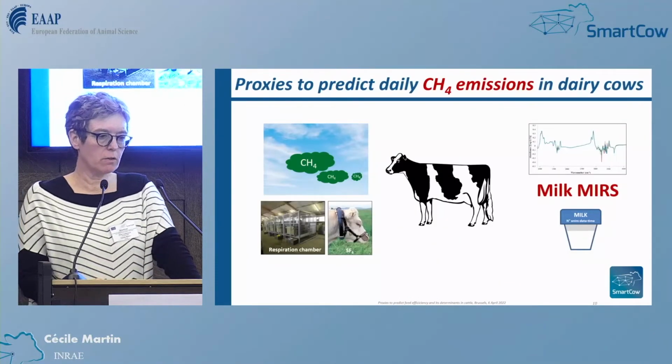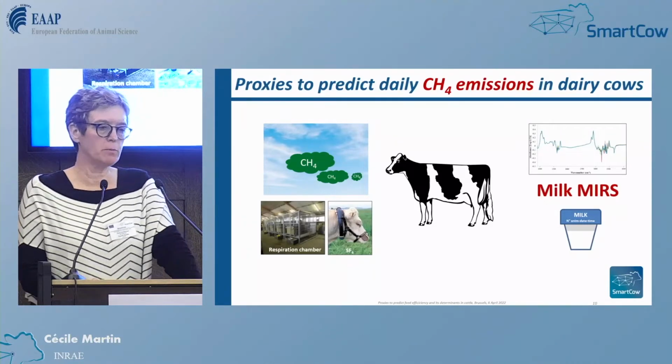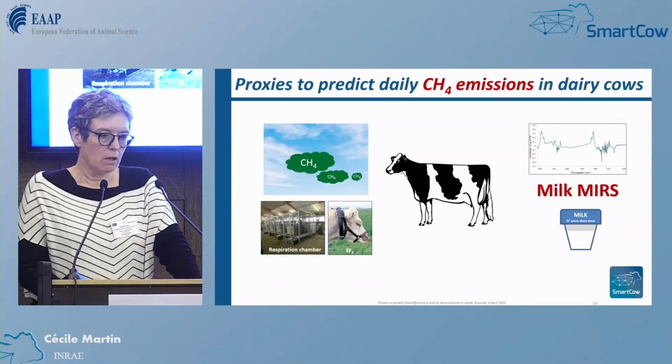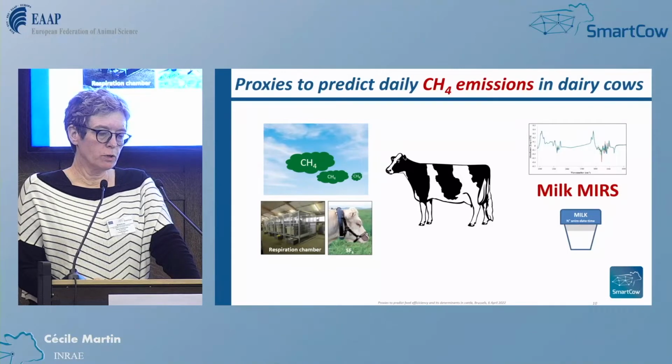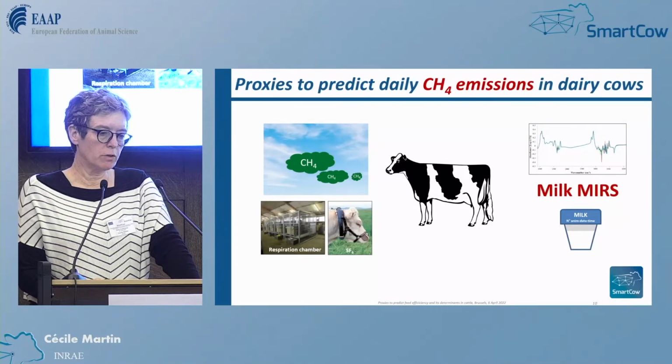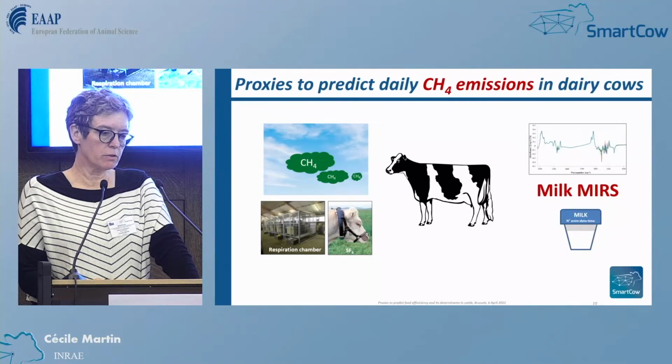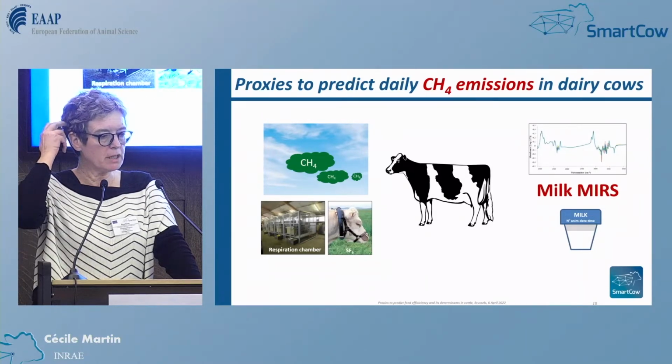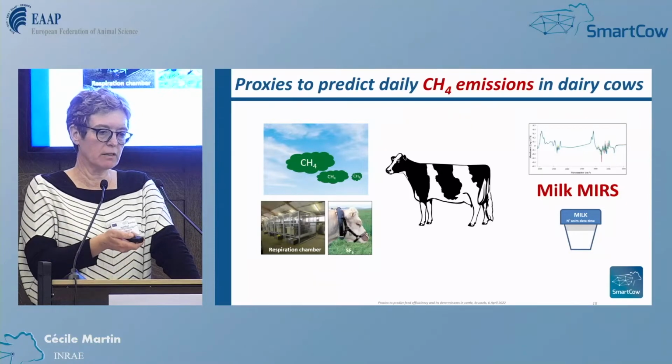So now, prediction of methane emissions. We chose two proxies based on infrared spectra. So the first proxy studied is the milk mid-infrared spectra, so for dairy cattle.